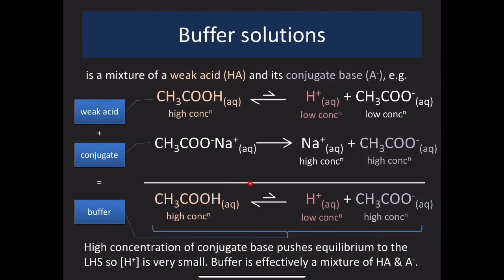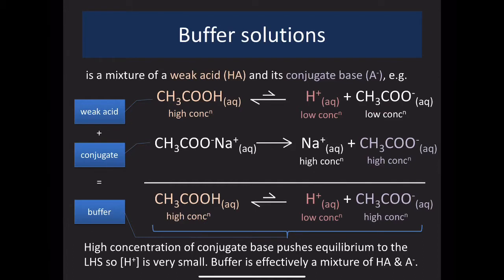So to clarify, we have a mixture of weak acid, like here we've got ethanoic acid, and it ionizes to give us a low concentration of H plus ions and a low concentration of conjugate base if I just have the weak acid on its own, because a weak acid only ionizes partially, so the concentration of these two will be quite low.